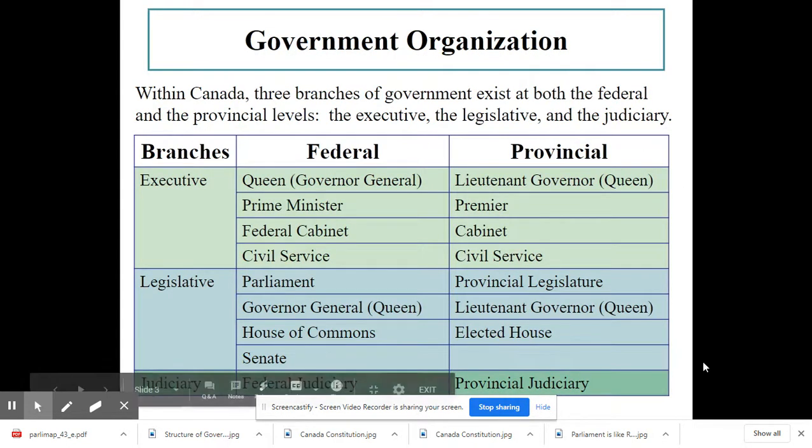Within Canada, our three branches exist both at the federal level and the provincial. You can see that there are some commonalities and some differences. Notice in the executive, we've got the Queen at the top. In the province, we've got the Lieutenant Governor, Prime Minister versus Premier, Federal Cabinet versus Cabinet. Both have departments in charge of different things. Legislative, we call it Parliament federally, we call it the provincial legislature provincially, that's in Toronto. We've got the Governor General, the Lieutenant Governor, House of Commons and Senate. And in the province of Ontario, we have an elected House, no Senate equivalent.